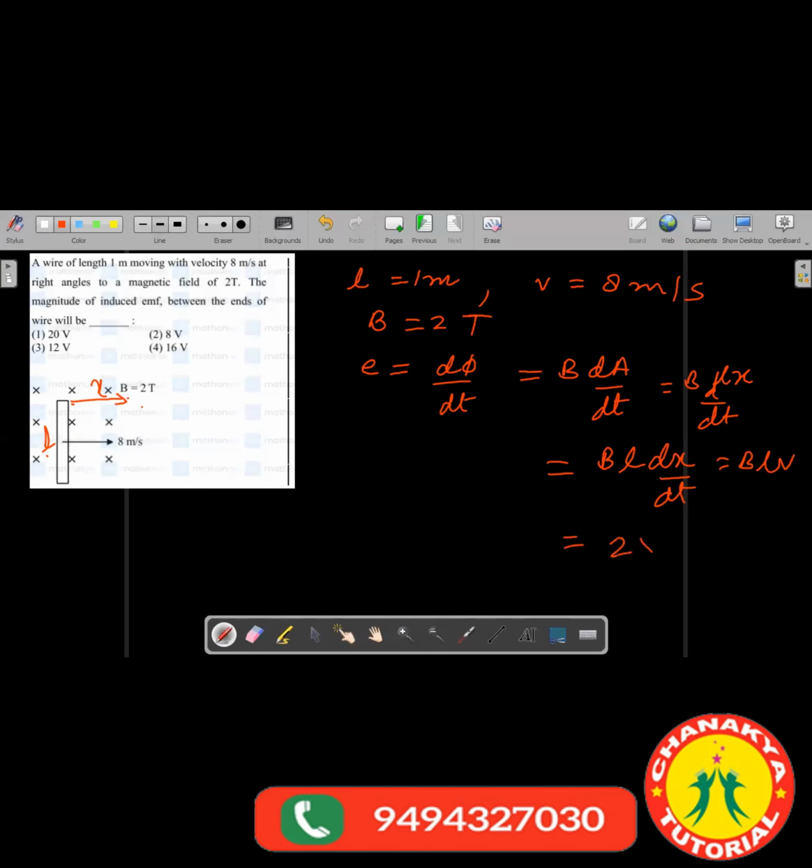So B is 2, multiplied by length, which is 1 meter, multiplied by velocity, which is 8. So 8 twos are 16. So your correct answer is option 4. It will be 16 volts. There will be an induced EMF of 16 volt. You have learned earlier also that the motional EMF is given by BLV. So this is the induced EMF or motional EMF.